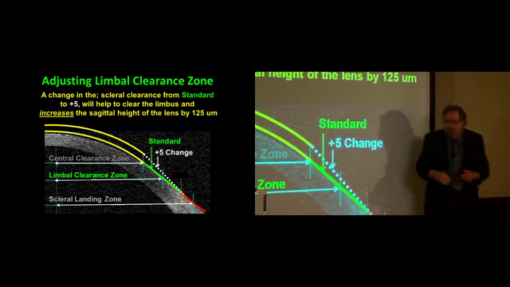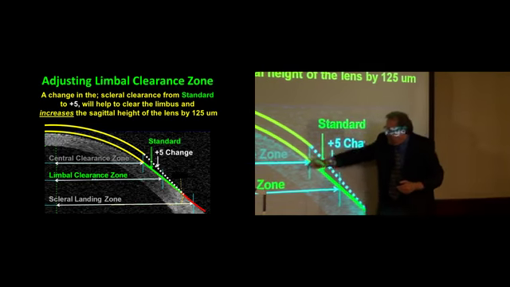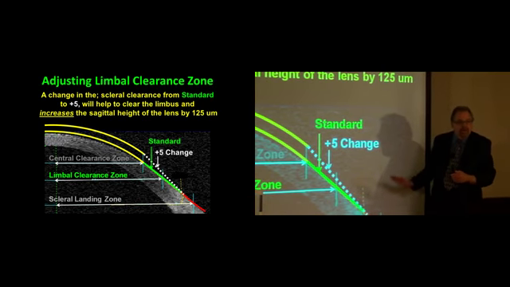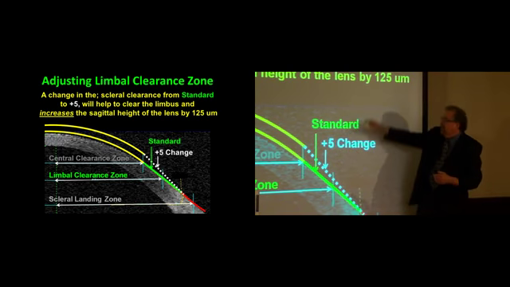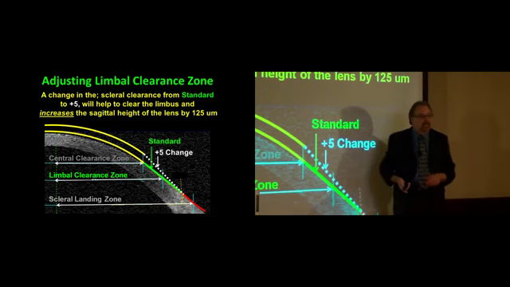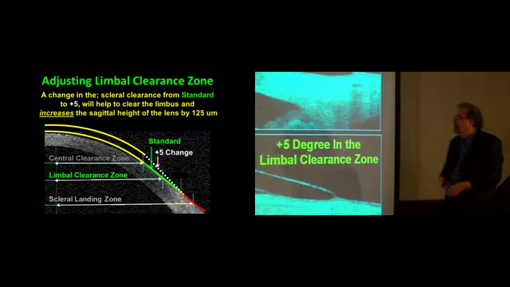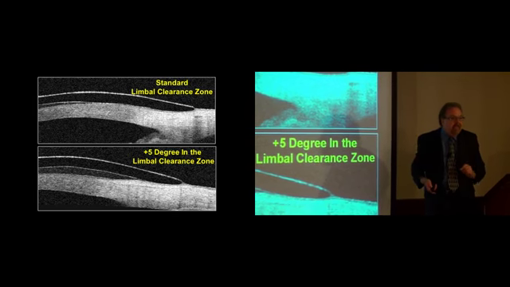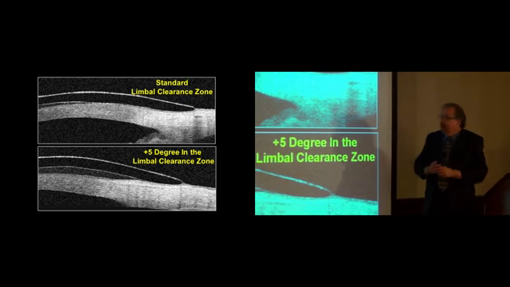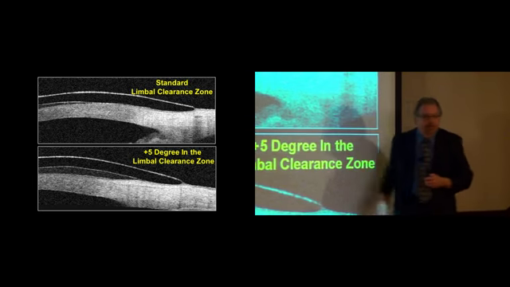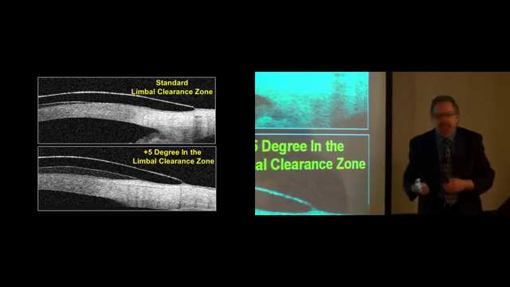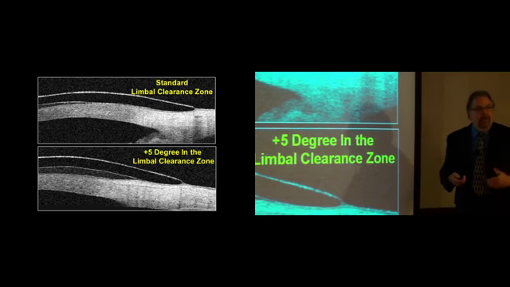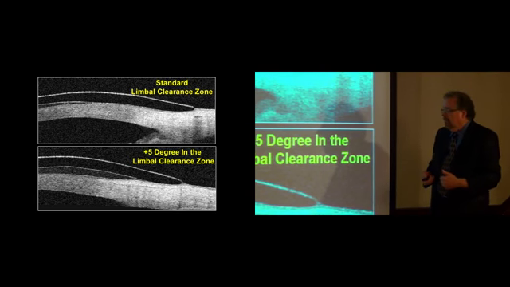125 microns. So you can see here the lens has minimal clearance. By increasing that angle 5 degrees, we now clear the peripheral cornea and limbus, and now we raise the lens 125 microns. This illustrates a 5-degree change in the design of the lens. Here we see a lens with minimal peripheral corneal clearance, and now with that 5-degree change, we've got the desired limbal clearance that we're looking for.